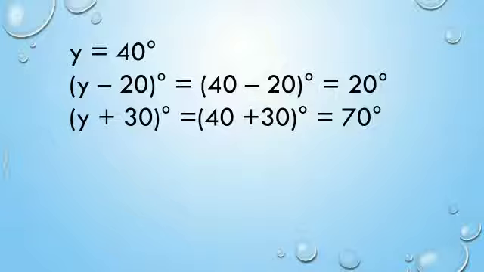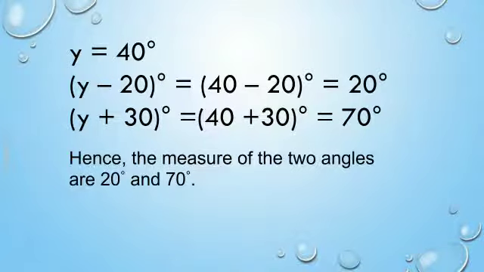Now the second measure is given, that is y plus 30 degree. So in the place of y, what will you take? You will take 40. So 40 plus 30, what will you get? 40 plus 30, you will get 70. So what is the measure of your complementary angles? That is 20 and 70.